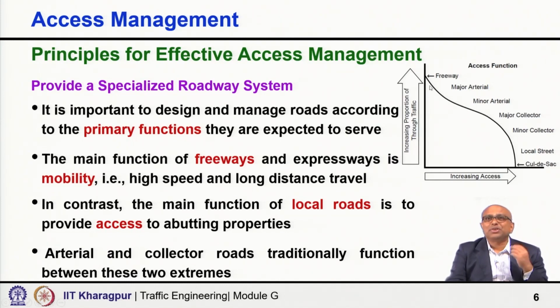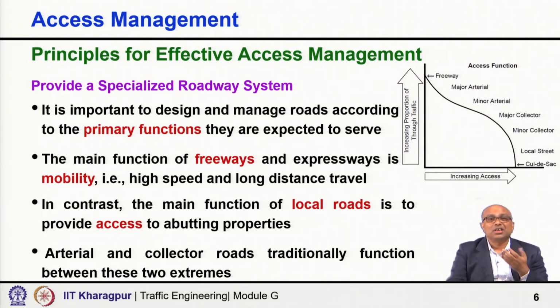So, you would see the freeway, if you consider its mobility is the prime function. The main function of freeway and expressway is the mobility. That is the function of that road. That means high speed, and we expect long distance travel on those facilities. So, these roads are not to provide access to abutting land. No, that is not the primary objective.